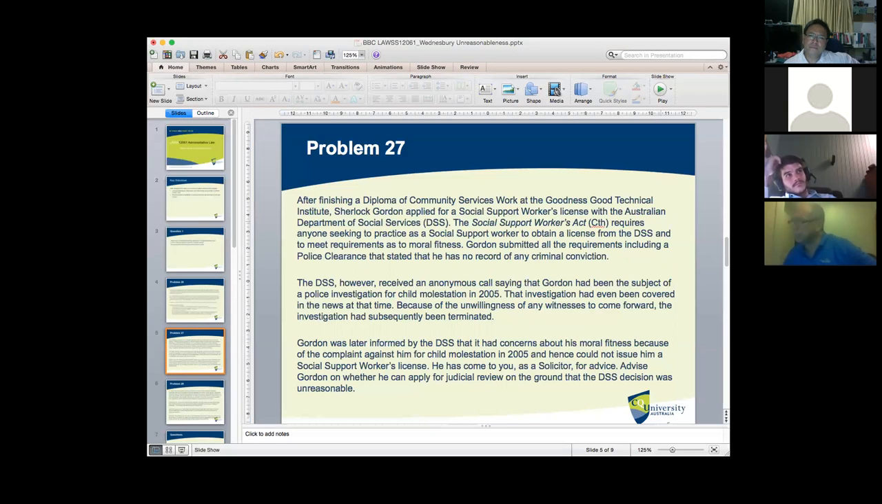The DSS, however, received an anonymous call saying that Gordon had been the subject of a police investigation for child molestation. That investigation had even been covered in the news at that time. Because of the unwillingness of any witnesses to come forward, the investigation was subsequently terminated. Gordon was later informed by the DSS that it had concerns about his moral fitness because of the complaint against him for child molestation in 2005, and hence could not issue him a social support worker's license. He has come to you as a solicitor for advice. Advise Gordon on whether he can apply for judicial review on the ground that the DSS decision was unreasonable.